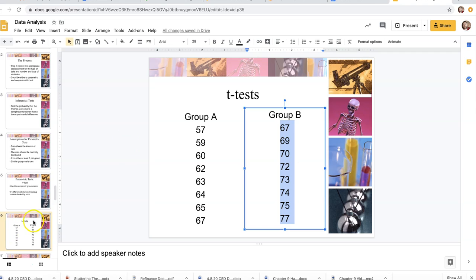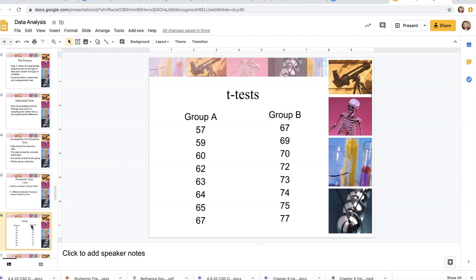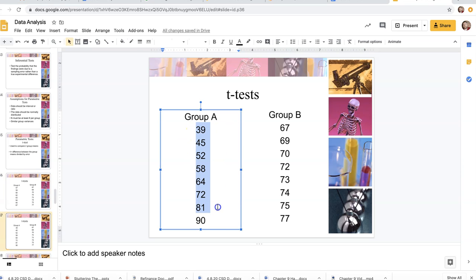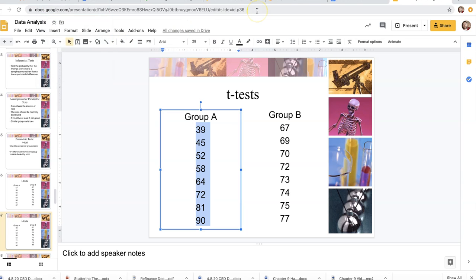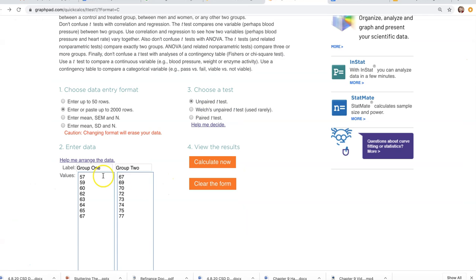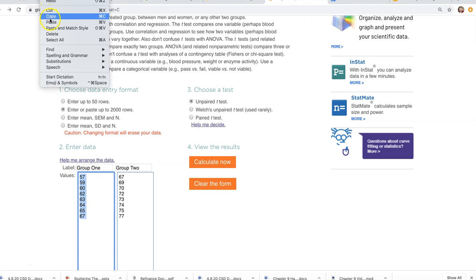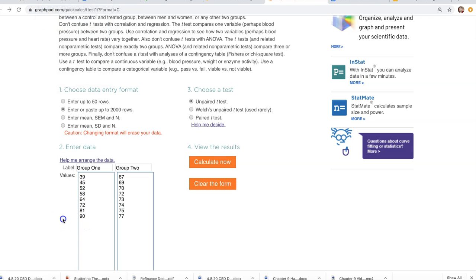Now let's go to our next group. So that's group A, group B. Now I'm just going to change group A's data here. So we're going to copy that, and let's see what we get when we do that. So let me take this and go edit, paste. So we put different data in group A, keep group B the same. We're going to calculate now.